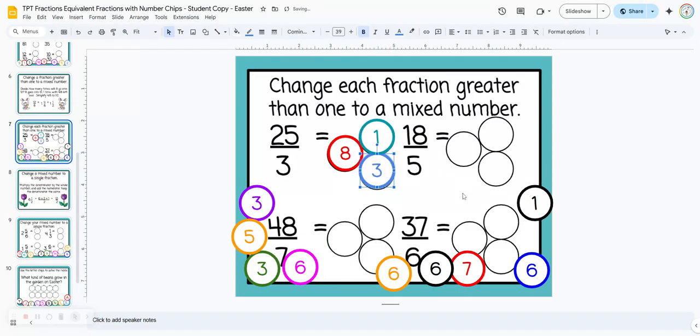Here 5 goes into 18 3 times. So our whole number is 3. 3 times 5 is 15. That means there's 3/5 left over, and so on. And again, they're going to use every single number.